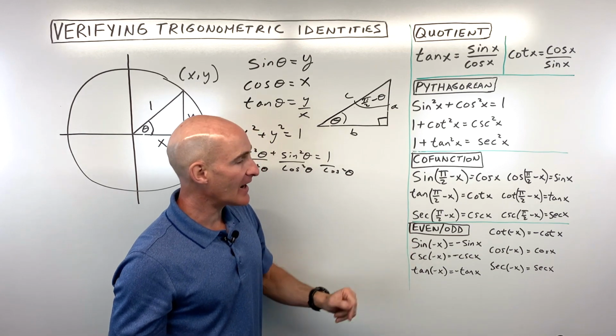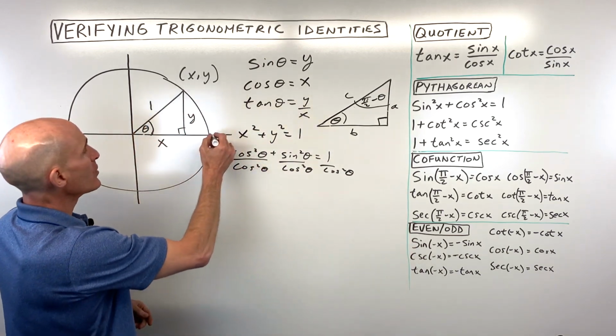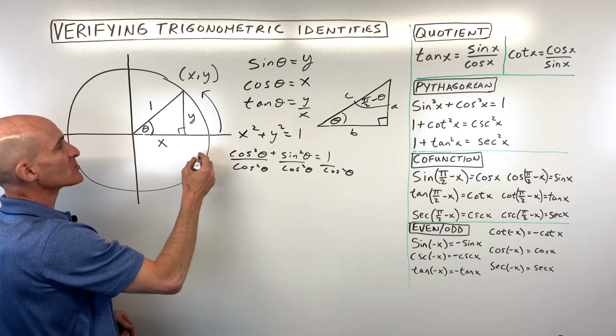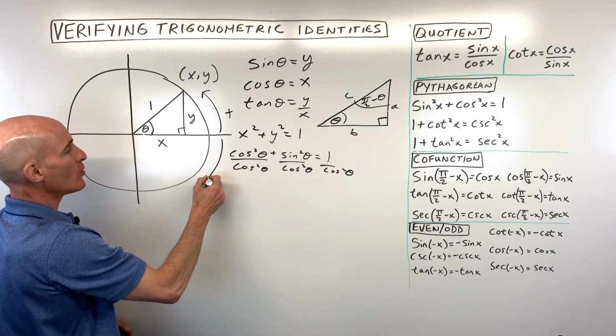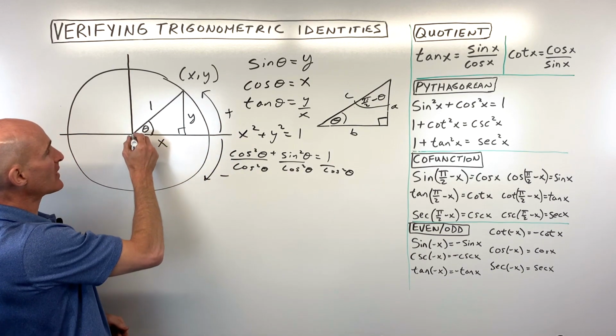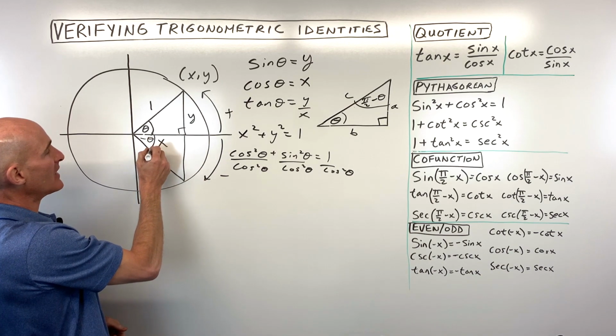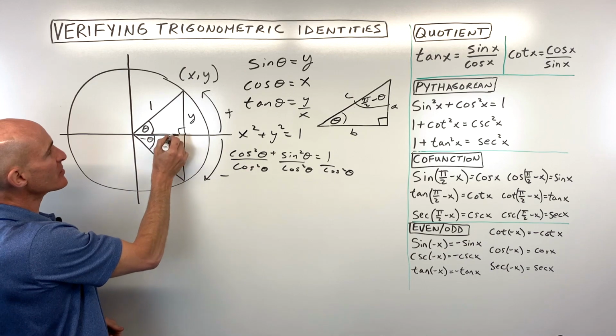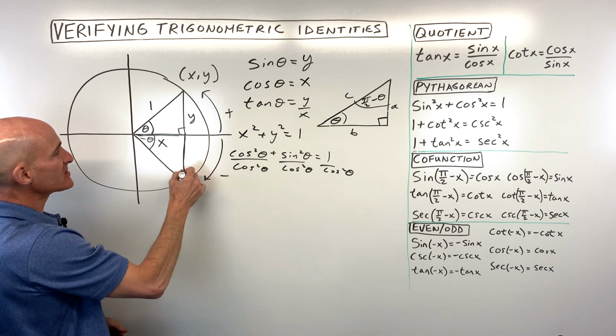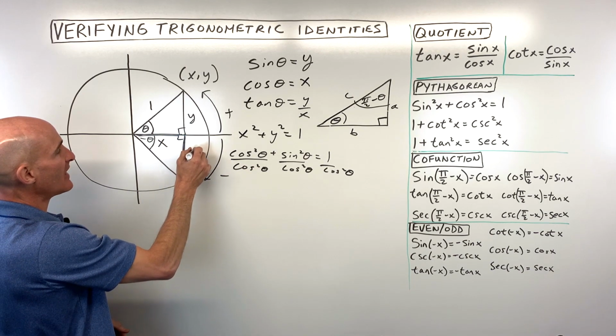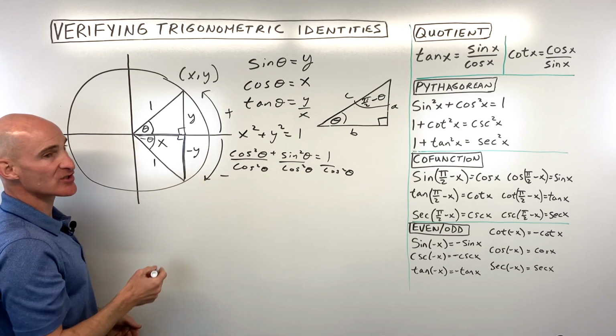And then the even odd identities are like this. When we go on our unit circle this direction, it's a positive angle. When we go clockwise, it's a negative angle. So if I draw the same triangle down here and make this a negative theta, this dimension here would still be x. This dimension on this triangle is going to be a negative y, and then the hypotenuse is 1.